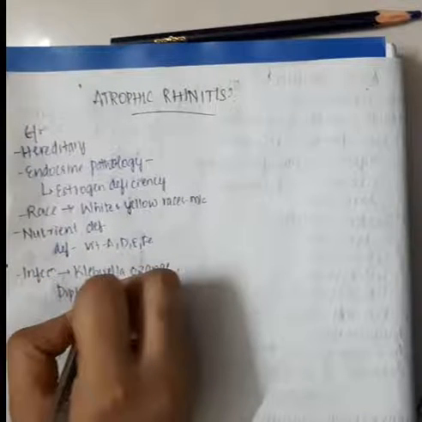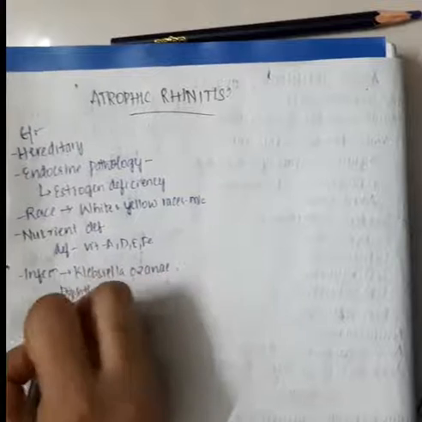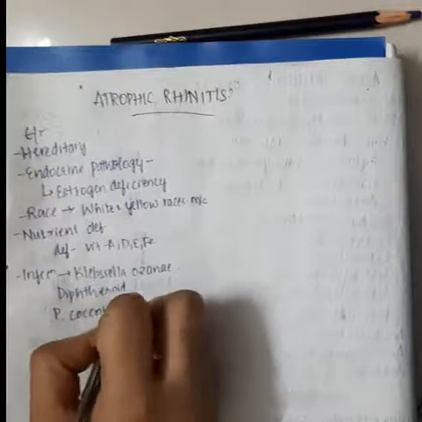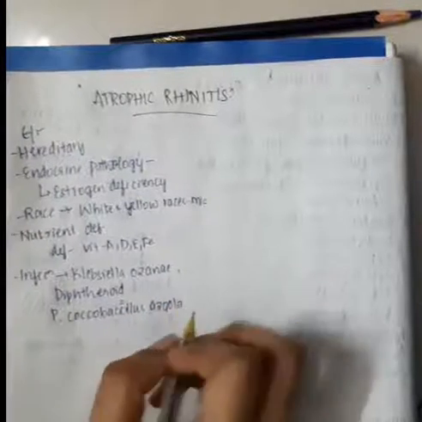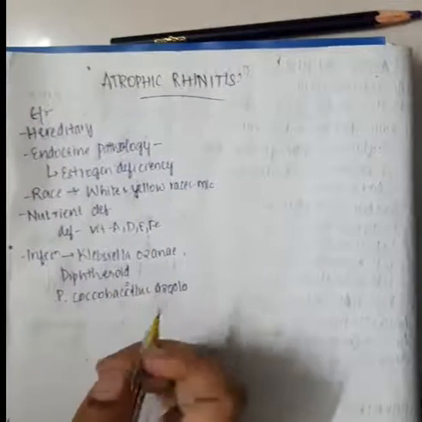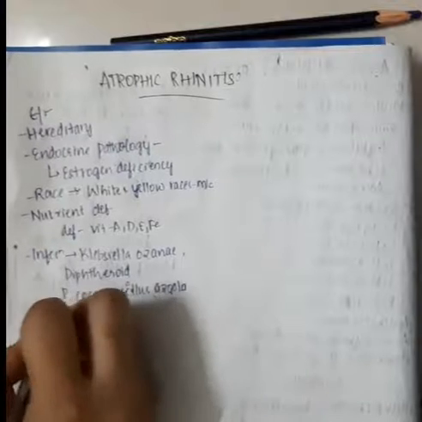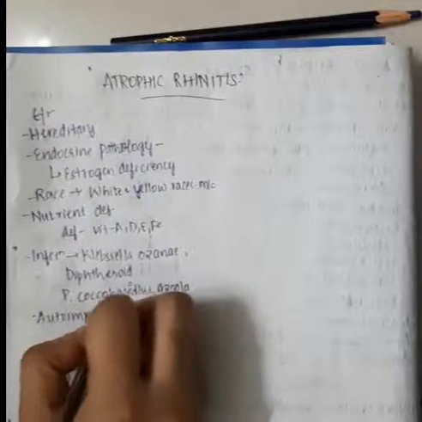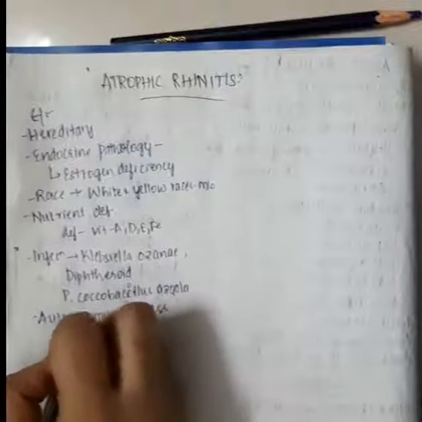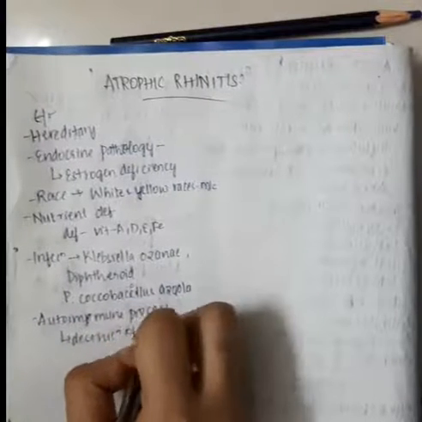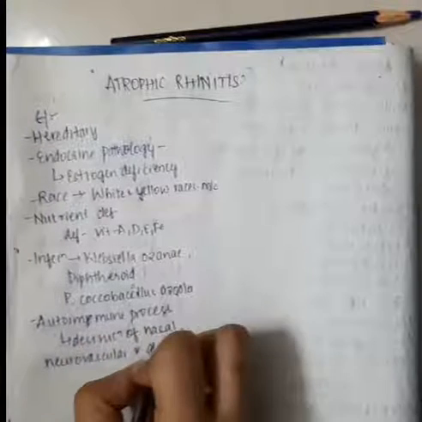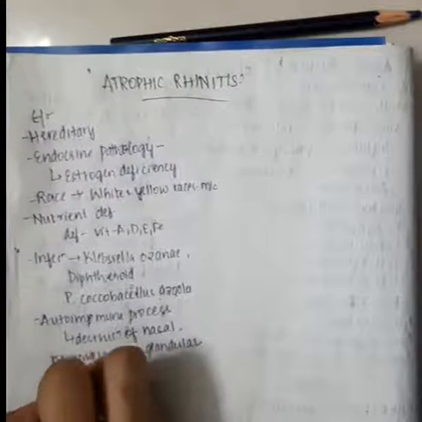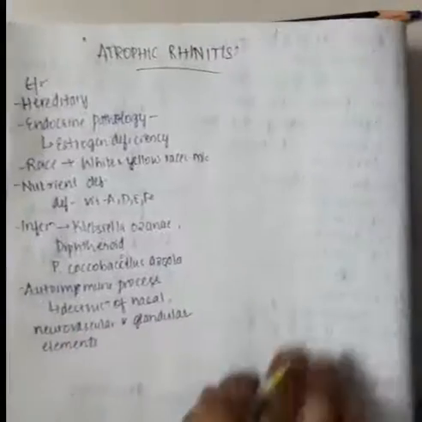Then it can be due to infections like Klebsiella ozaenae, diphtheroids, Coccobacillus ozaenae. So all these are the main causes. Then it can also be associated with autoimmune processes like destruction of nasal neurovascular and glandular elements. So these are the etiological features.